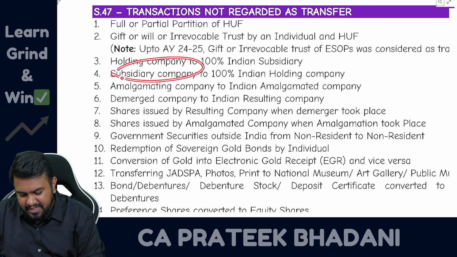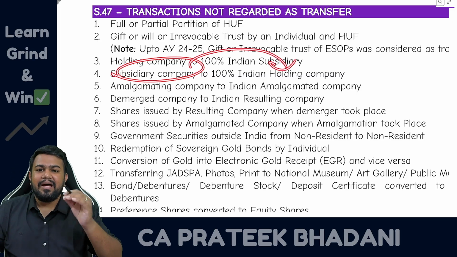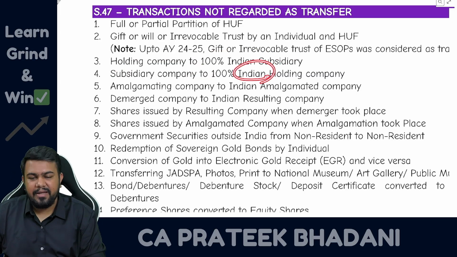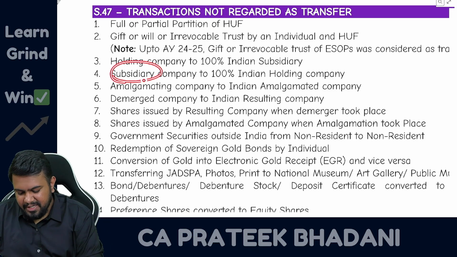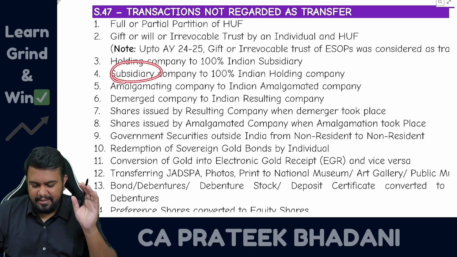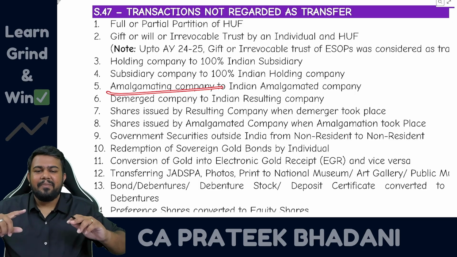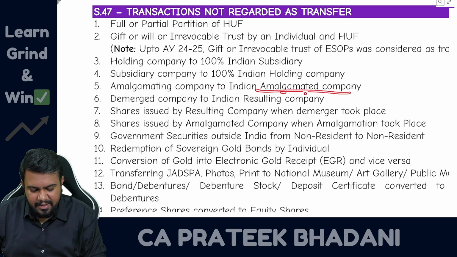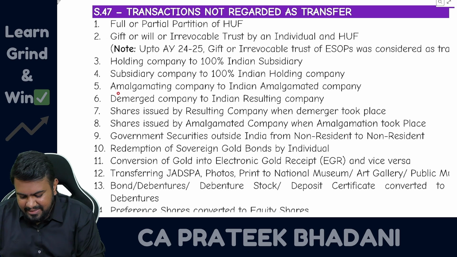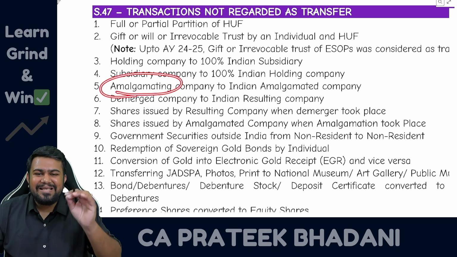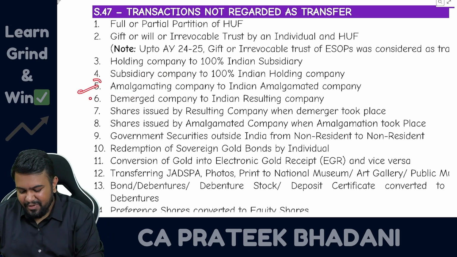Next, if a subsidiary company is transferring to its 100% holding company which should be Indian, in such case also it is not considered as transfer. That is why the subsidiary company need not pay any capital gain. Next one, when the amalgamating company transfers to the amalgamated company, then also it is not considered as transfer. However, this amalgamation should be as per the Income Tax Act. Only then this provision will apply.